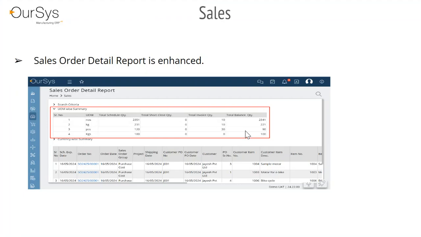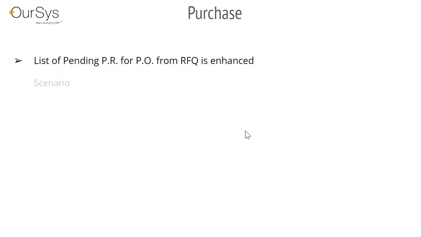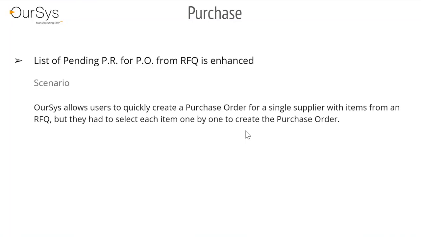Moving to the next module, that is purchase. List of pending purchase requisition for purchase order from RFQ is enhanced. OurSys allows user to create a purchase order for a supplier using items from request for quotation. However, user had to manually select each line item one by one from the request for quotation to include them in one purchase order.